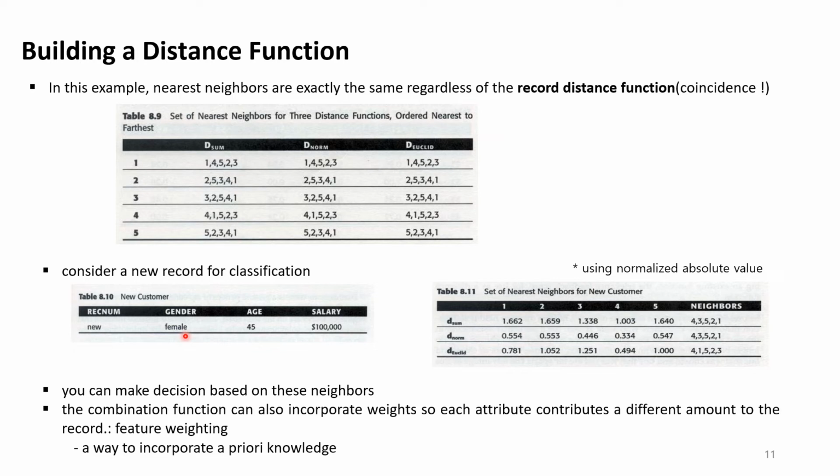So if you know that this attribute is much more important than this attribute with respect to the target value, then you may give a high weight value to this attribute and you may give a low weight value to this attribute. That's what it says here. So when you use a combination function, you can give weight to each attribute. This is called feature weighting, and this is a method to incorporate prior knowledge into this IBL algorithm.